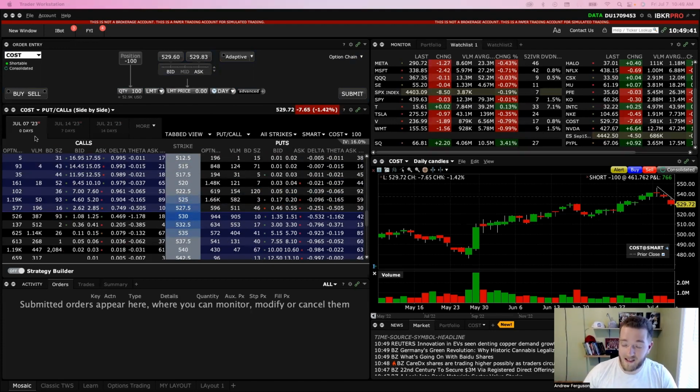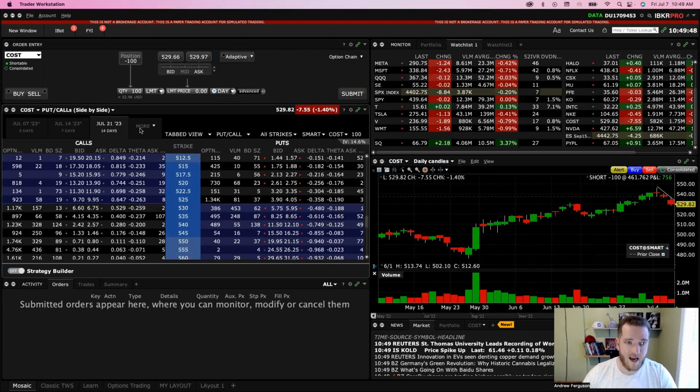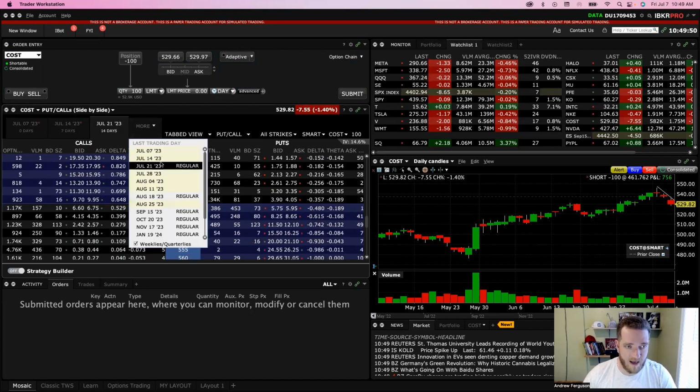I personally like to go at least a week or two out. If I was looking at this potential trade setup right here for Costco, I would be going out to the 14th at least. It also happens to be the third trading day here in the month, which is also a big day for options expiration and increased volatility, which is a good thing.